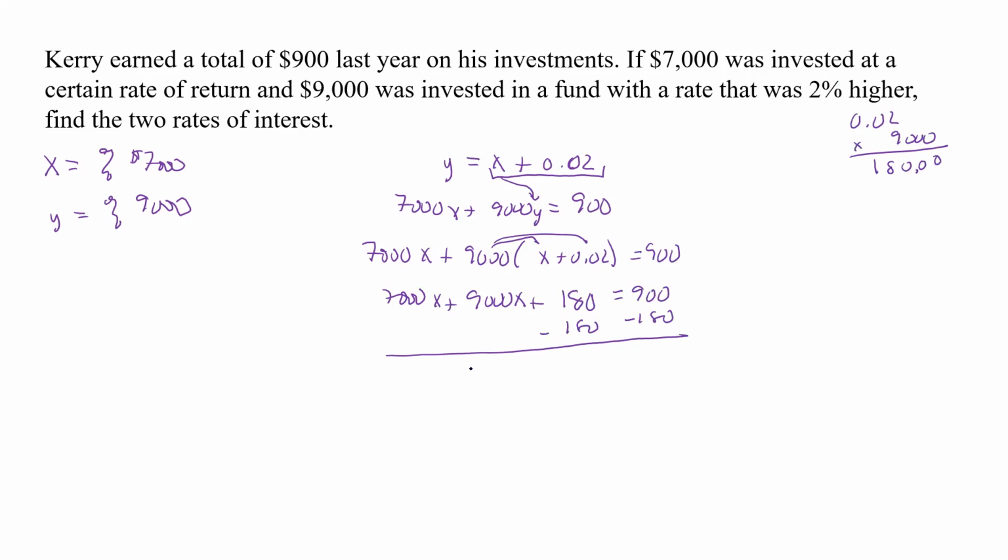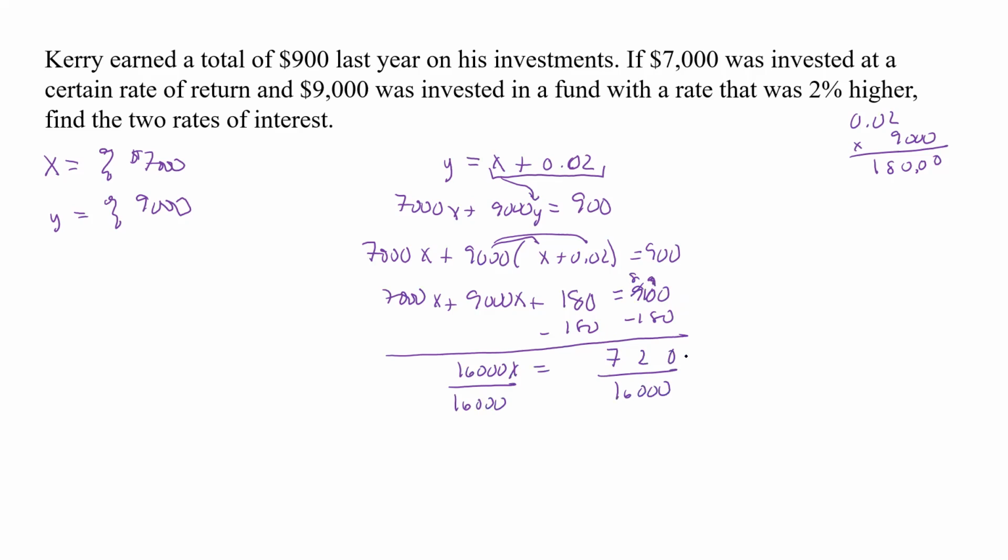All right, so we have 16,000x equals. Now we have to borrow. That's going to be an 8, that's going to be a 9, and that's still a 10, so we'll have 10 minus 8, which is 2. That's going to be a 0, a 2, and a 7. So we get 720. All right, so now we need to divide by 16,000.